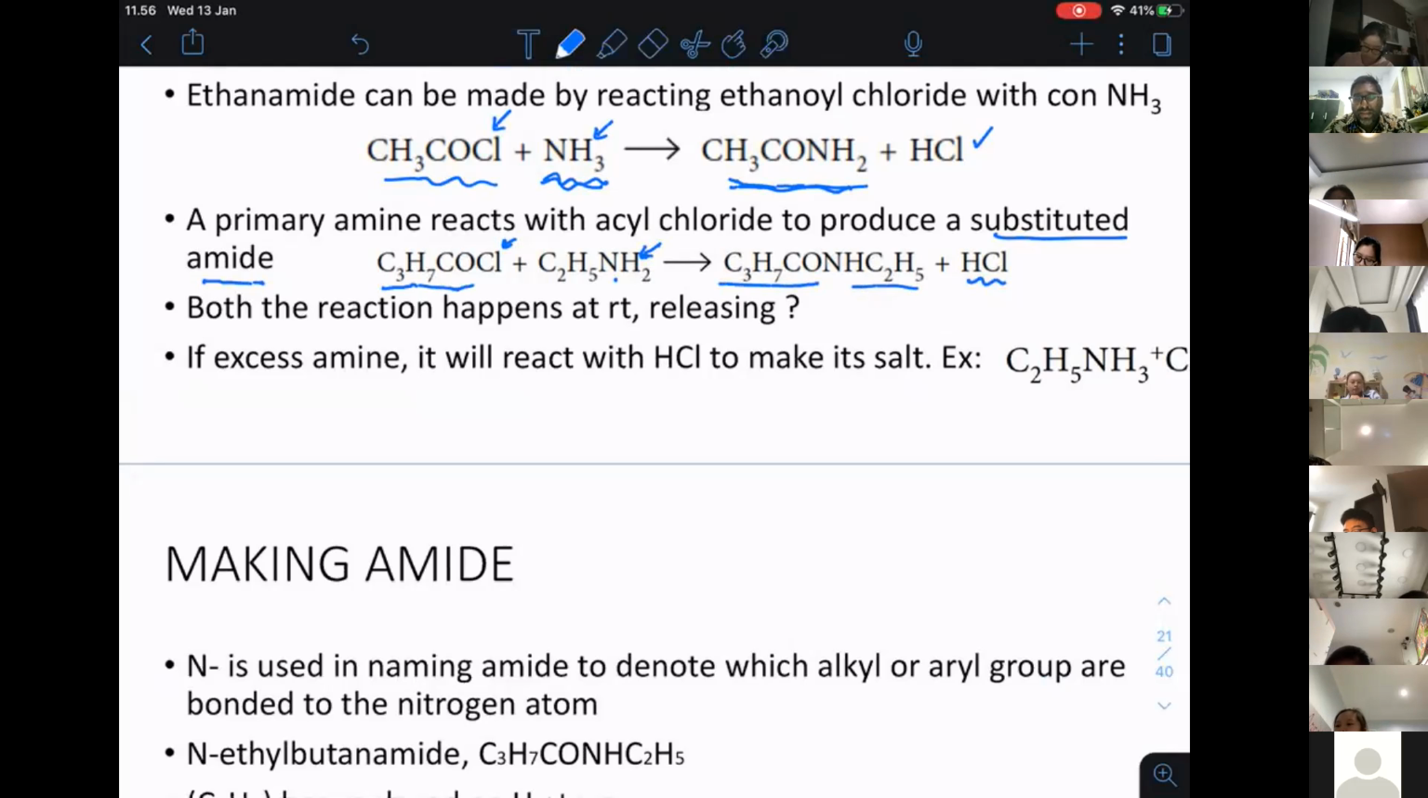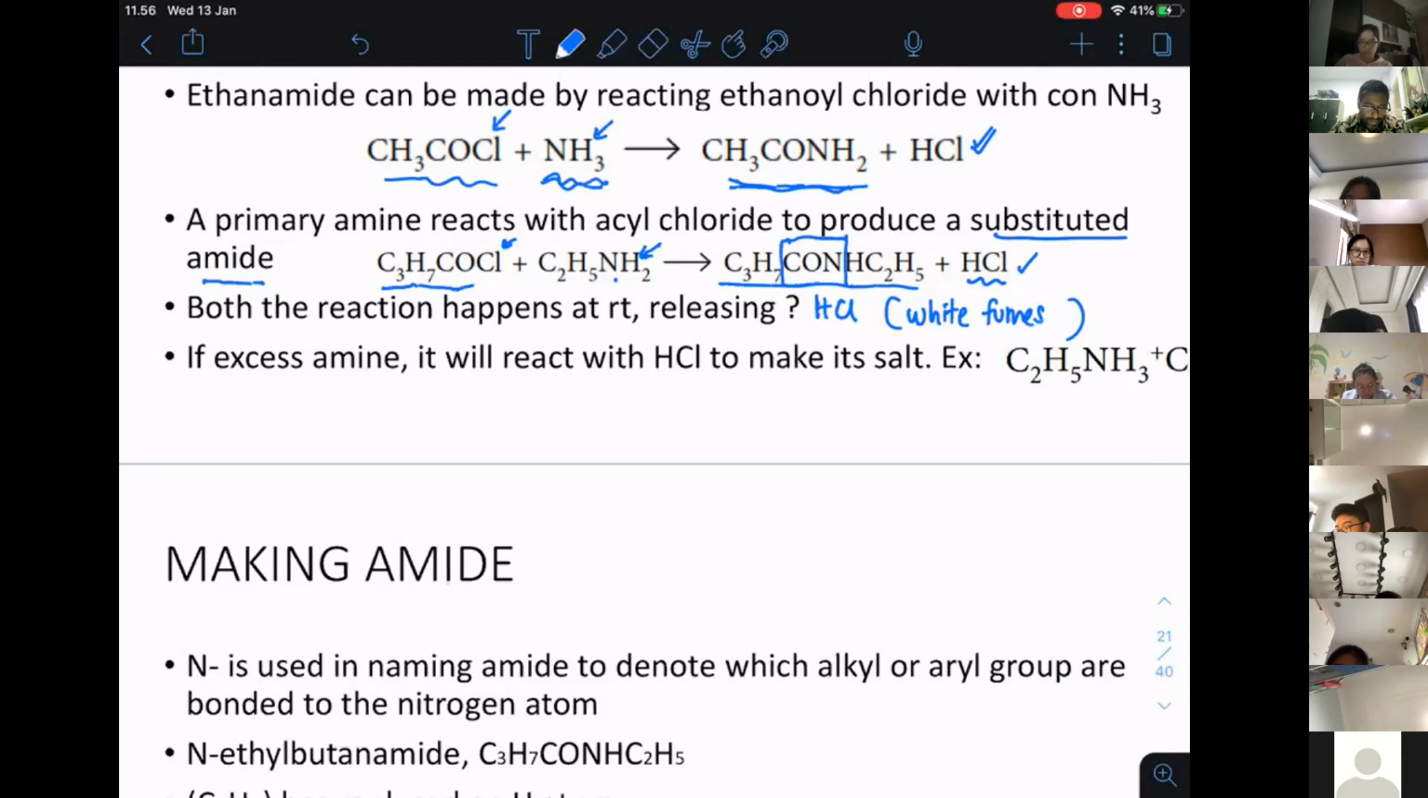How do you identify whether it's an amide? I already mentioned earlier: C double bond O and then N. If you have that, this is a confirmation that it is an amide. Both reactions happen at room temperature, releasing HCl. The HCl I mentioned just now, in the chemistry lab, what do we see? We see white fumes. HCl is always referred to as white fumes being released.